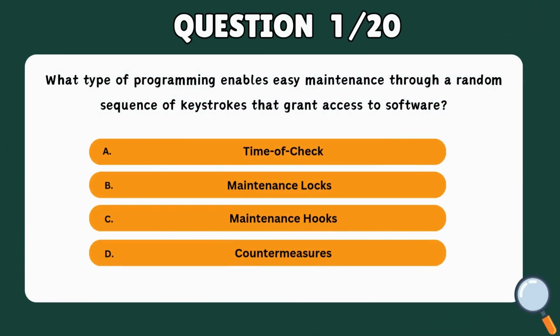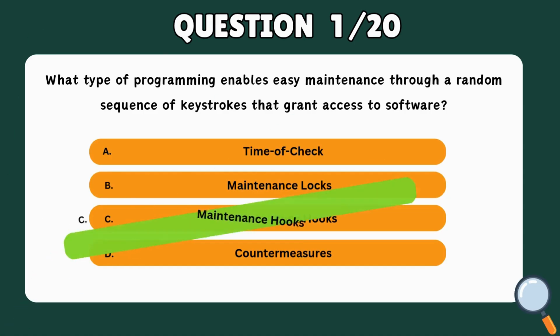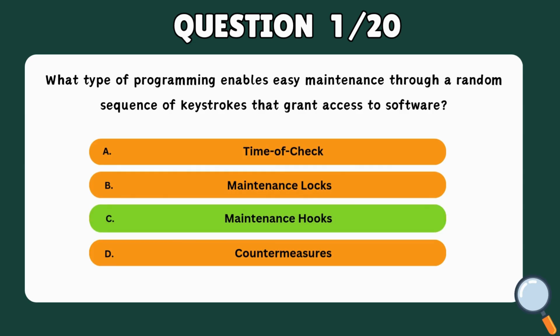Question 1. What type of programming enables easy maintenance through a random sequence of keystrokes that grant access to software? A. Time of check. B. Maintenance locks. C. Maintenance hooks. D. Countermeasures. Correct answer: C. Maintenance hooks.